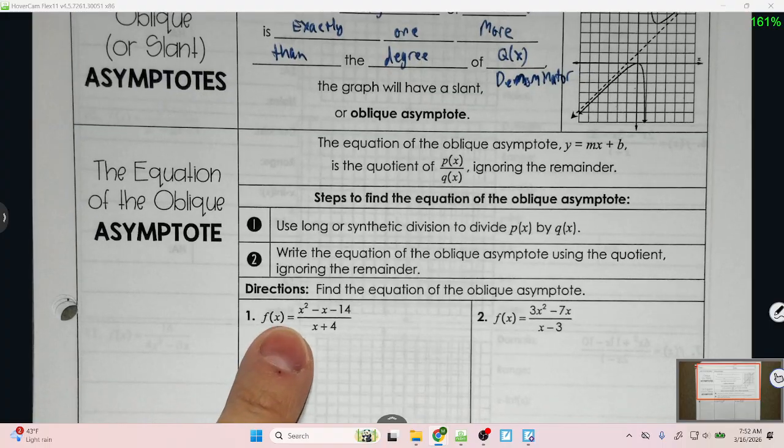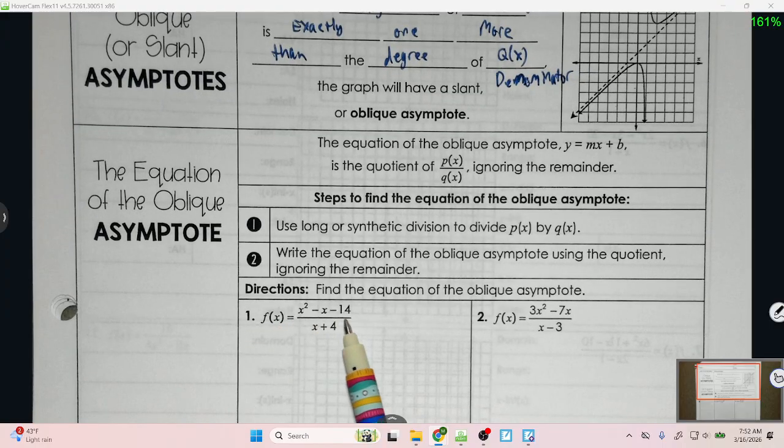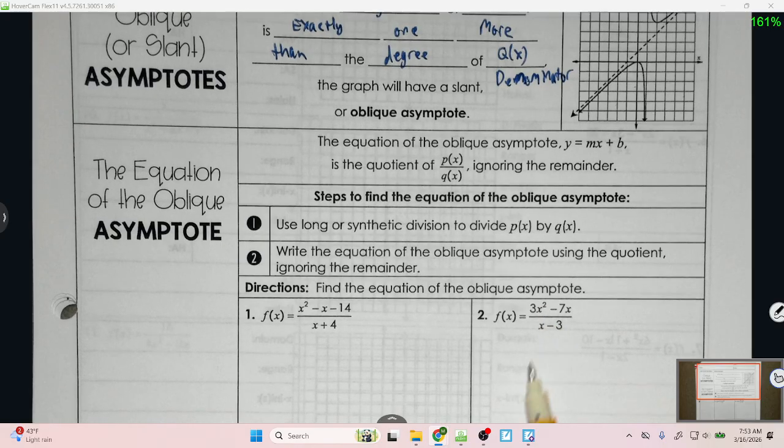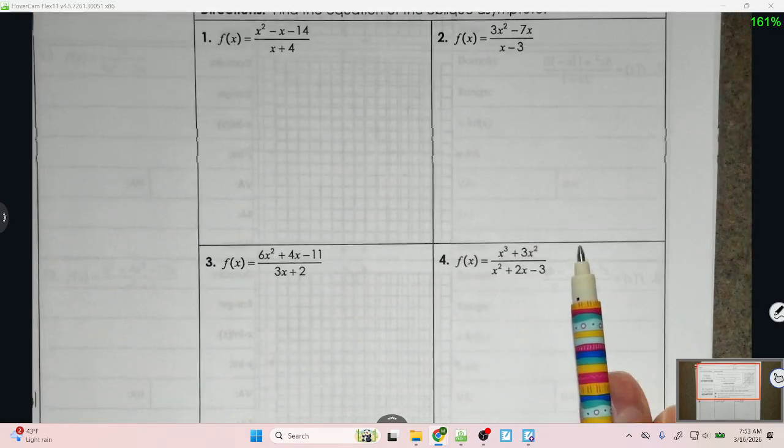What degree is this? Top. You can just say it. Degree 2. What degree is this? 1. Is 2 one higher than 1? 1 plus 1. Okay, cool. What degree is this? 2. What degree is this? Okay. Is it 1 less on the bottom? Yes, it is. Cool. Let's try one more just to kind of get the idea.